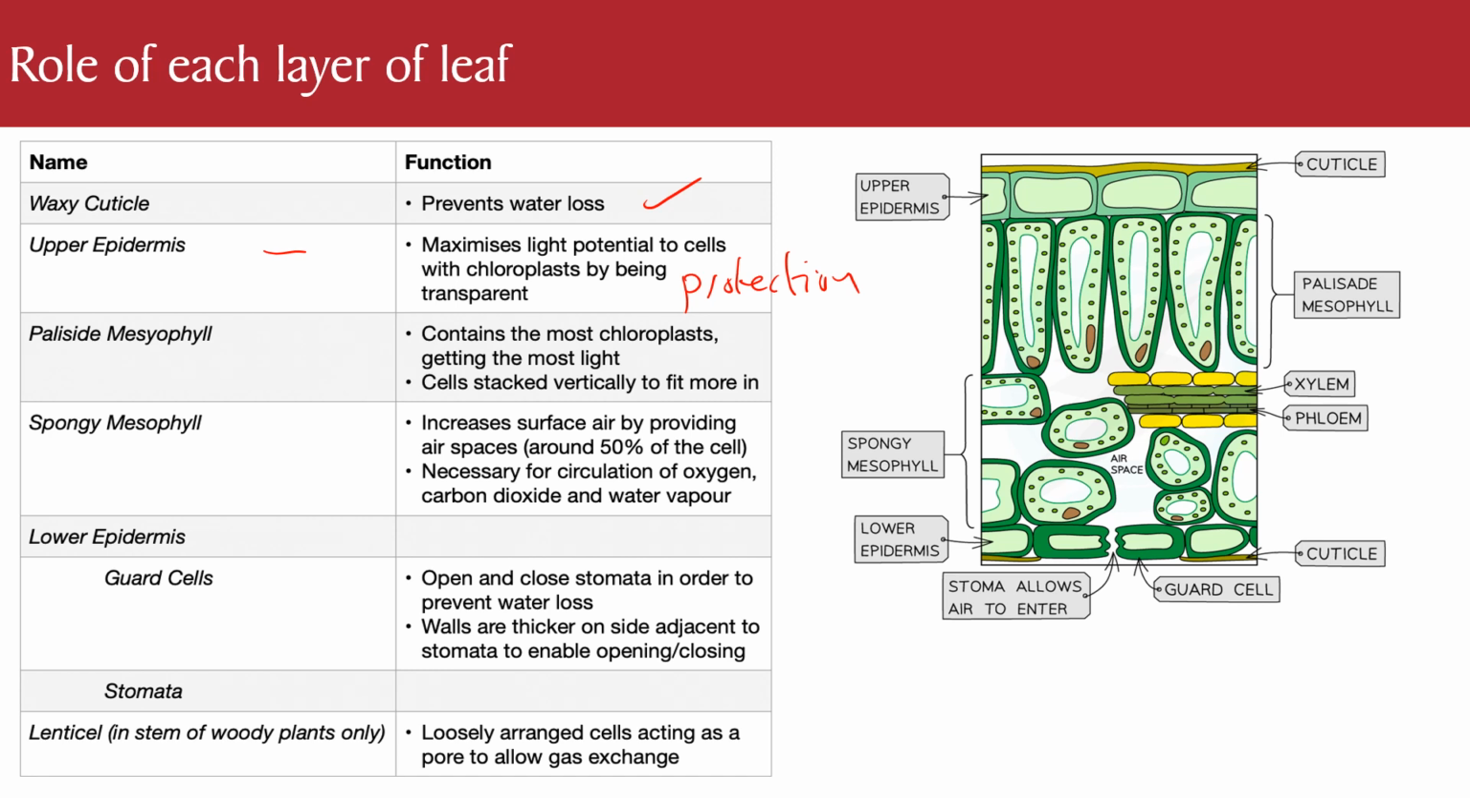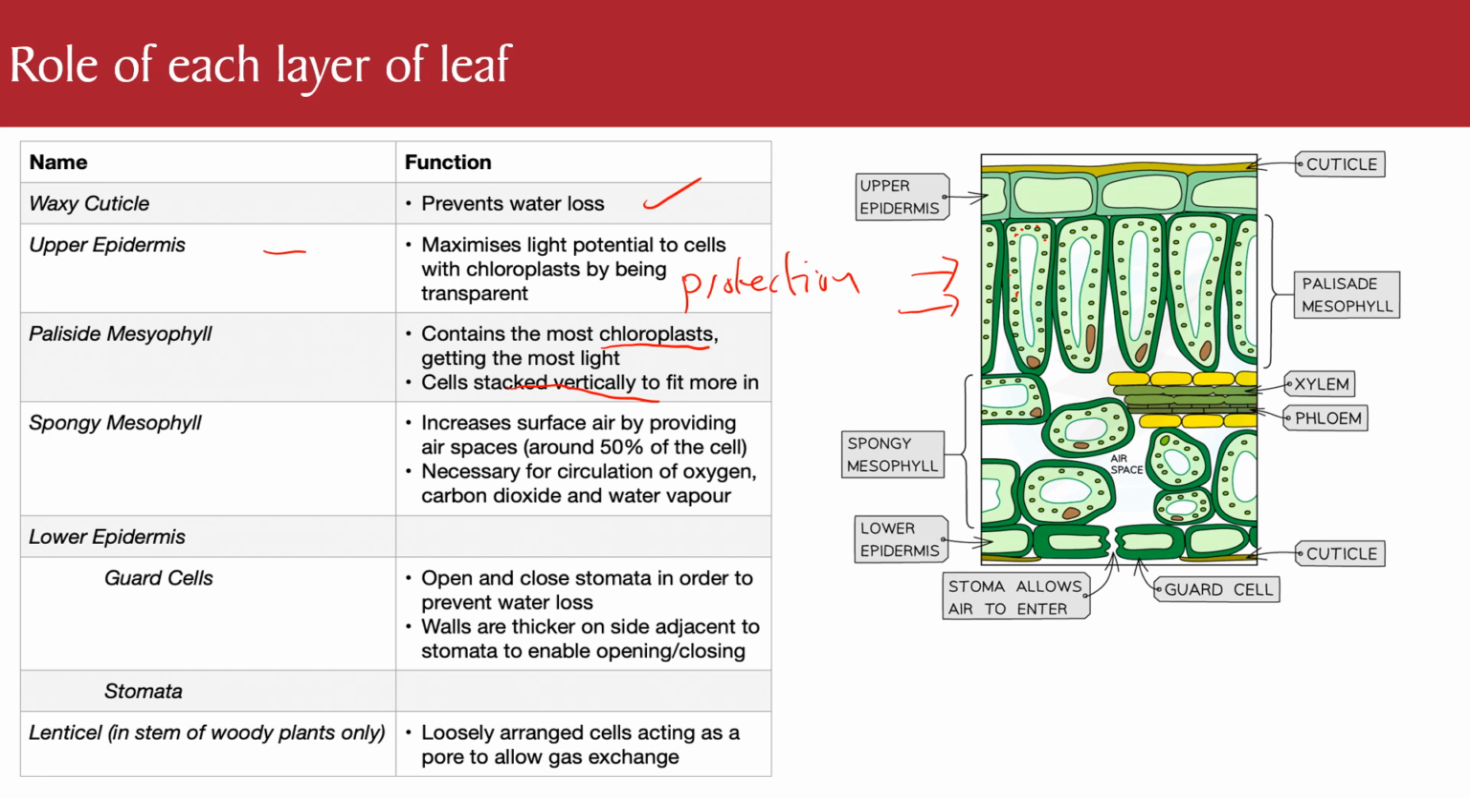Okay, each of the green dots on there are your chloroplasts. Then we get to the palisade mesophyll cells. They contain the most chloroplasts, and they are stacked vertically. It makes sense that the palisade cells have the most chloroplasts because they are the ones directly under the sunlight. They are facing the sunlight. And they're also stacked in, so you can get as many in as you possibly can, which is clever.